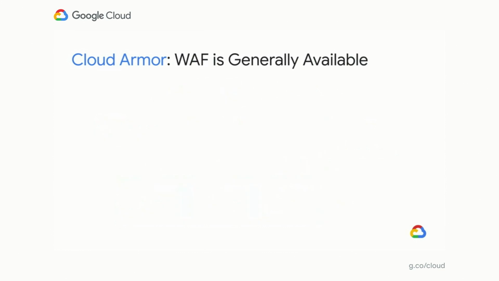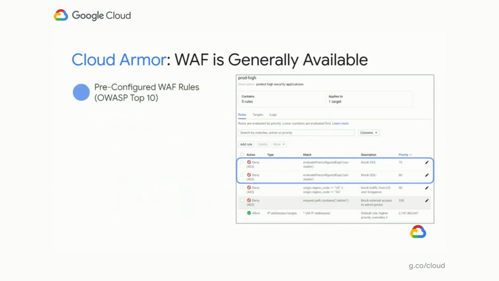Today, we are proud to share that a rich set of WAF capabilities for Cloud Armor is generally available. Pre-configured WAF rules can help mitigate the OWASP top 10 risks. We have ported over the ModSecurity core rule set, introducing rules to detect and block SQL injection as well as cross-site scripting attacks. Additionally, rules for local file inclusion, remote file inclusion, and remote code execution are available as beta. The rest of the core rule set is targeted for release over the course of this year.